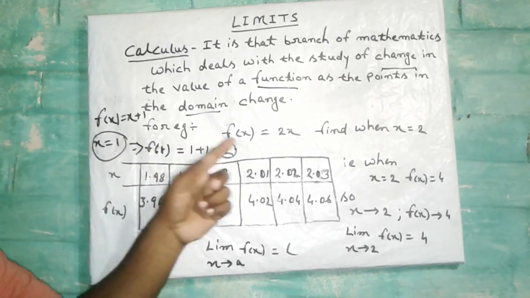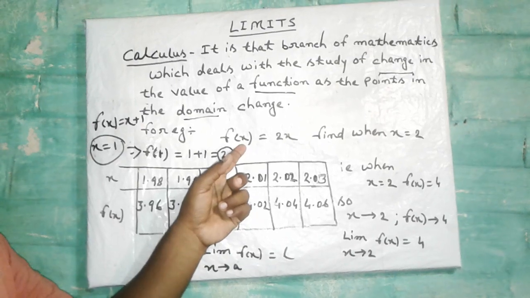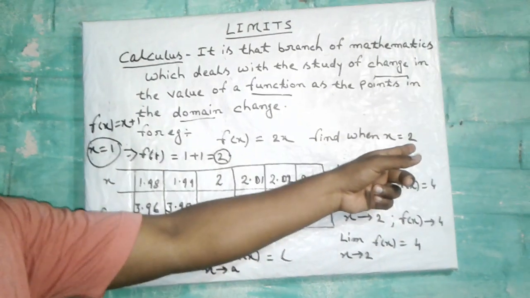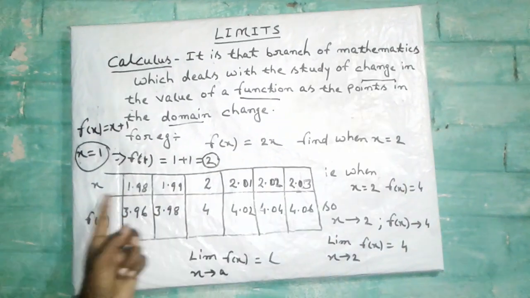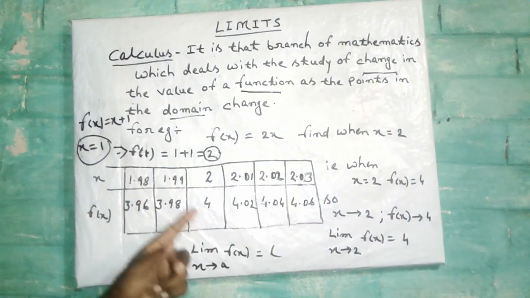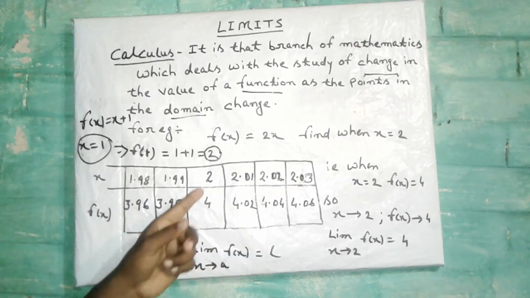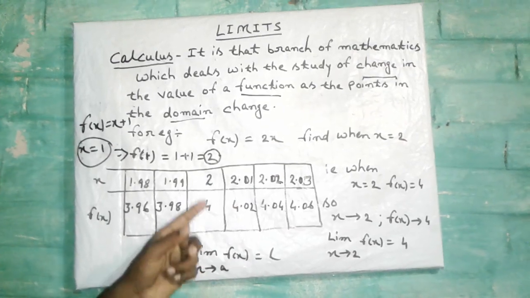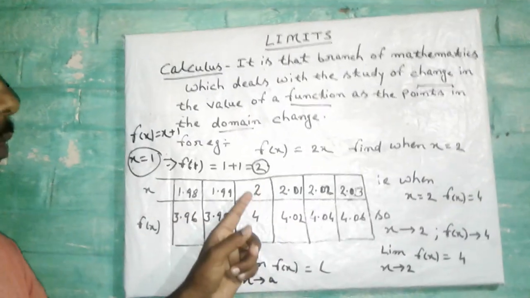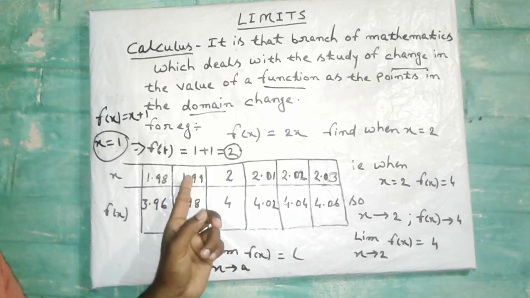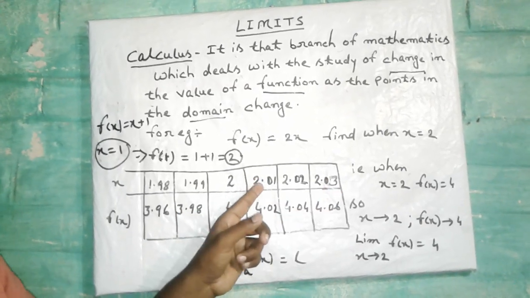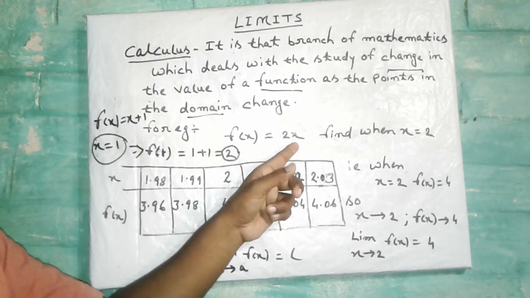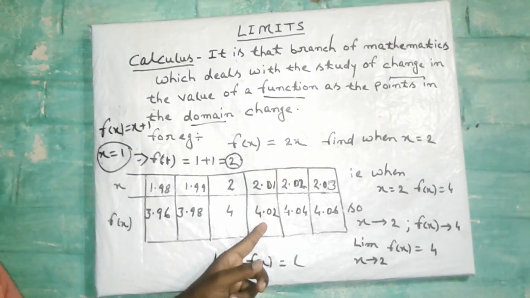Similarly, I have taken another function, f(x) is equal to 2x, and say we have to find the value for x equal to 2. I have calculated several values which are close to 2. When x is 2, 2 into 2 is 4. If I take a value which is more than 2, on the right side, 2.01, then 2.01 into 2 is 4.02.